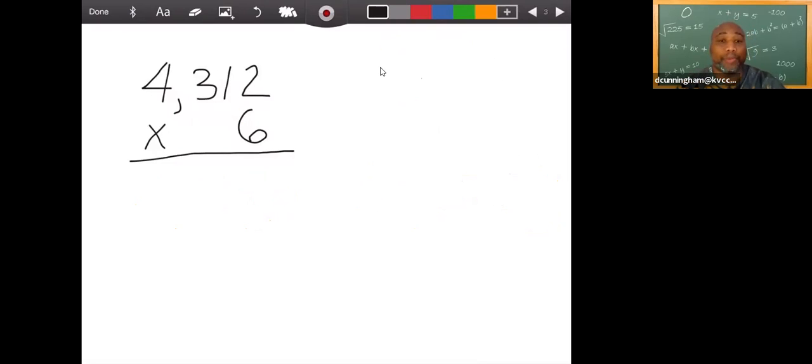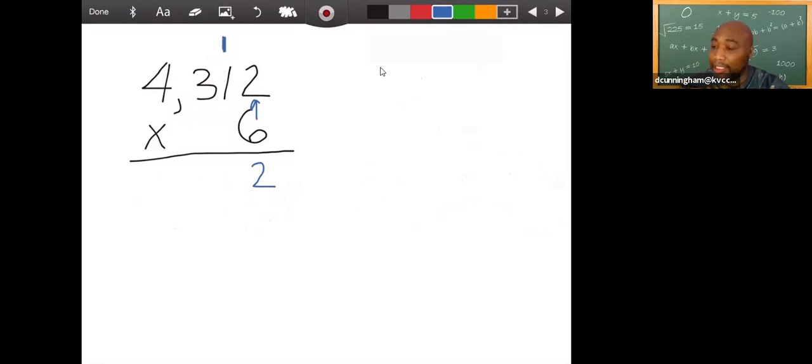Let's look at one more multiplication. 4,312 times 6. Again, we're going to start with our ones. And 6 times 2 is 12. 2 goes down here, and the 1 goes in the 10th position.